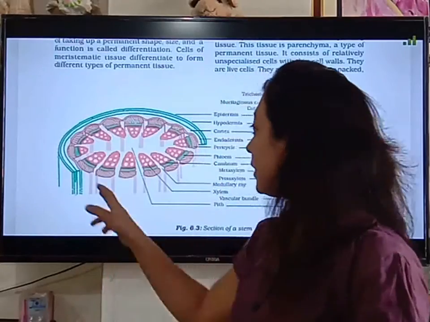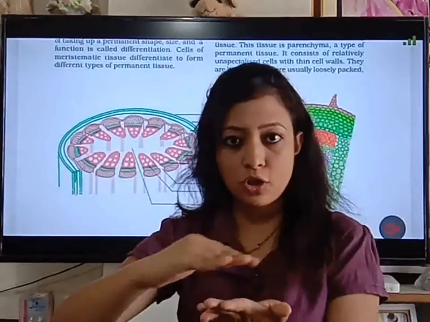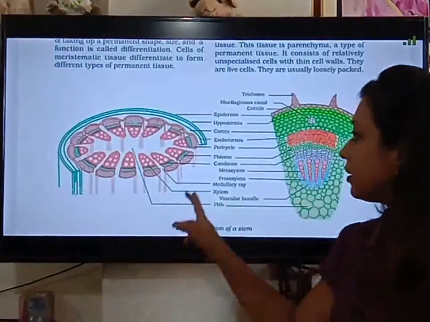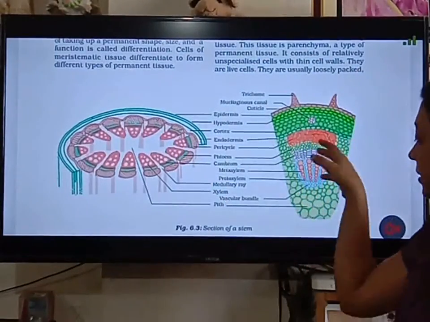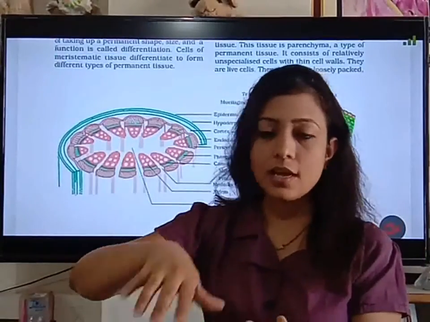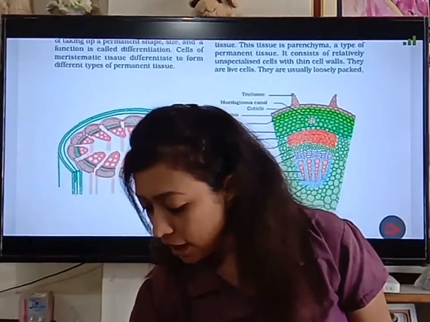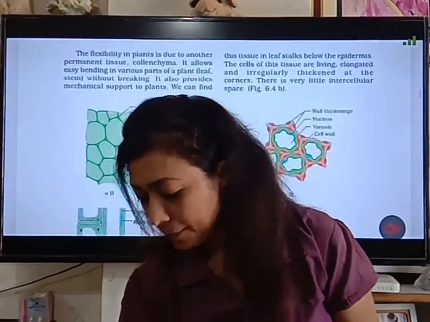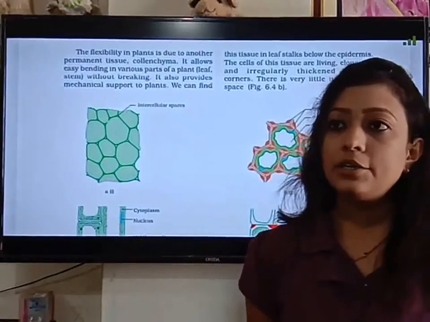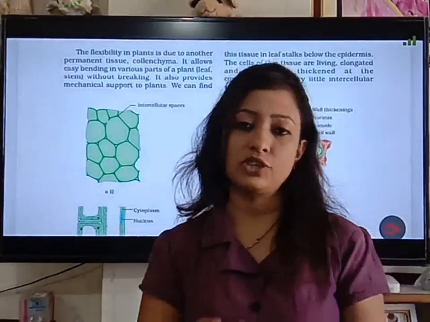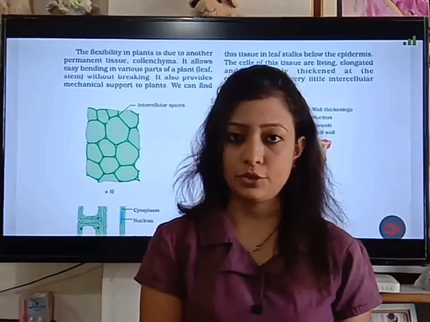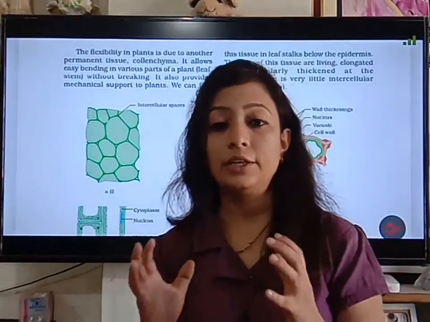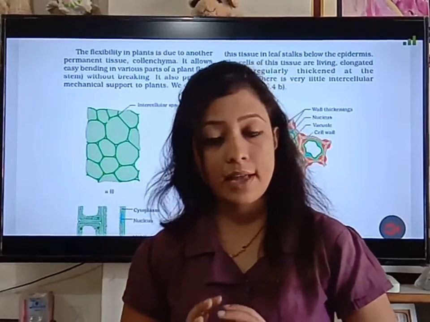Here I just want to make you familiar with the cross section of stem. What are the parts there in the stem of the plant? So this is the cross section, and these are the things present in the cross section of the stem, children. So let us start the discussion of the permanent tissue. So children, what are permanent tissues? Permanent tissues are those tissues which are formed from the meristematic tissues, and these permanent tissues are non-growing tissues in the plant body. So they are non-growing tissues.